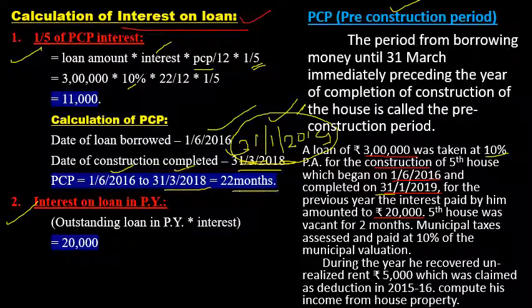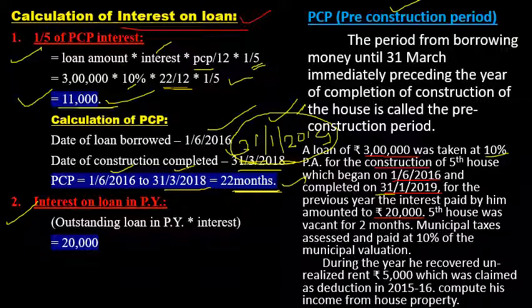The total months, 22 months. It's from 1st June 2016 to 31st March 2018. The total PCP duration is 22 months. So that is what you have to apply here. 22/12, that's the PCP, and into 1/5, 5 equal annual installments. So total amount for deduction under the category of 1/5 of PCP interest is 11,000. 11,000 is 1/5 of PCP interest which is liable for deduction.